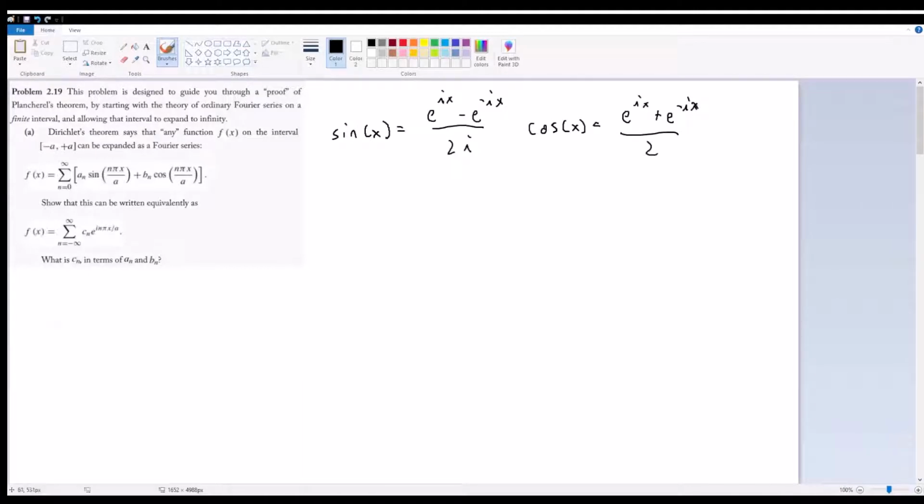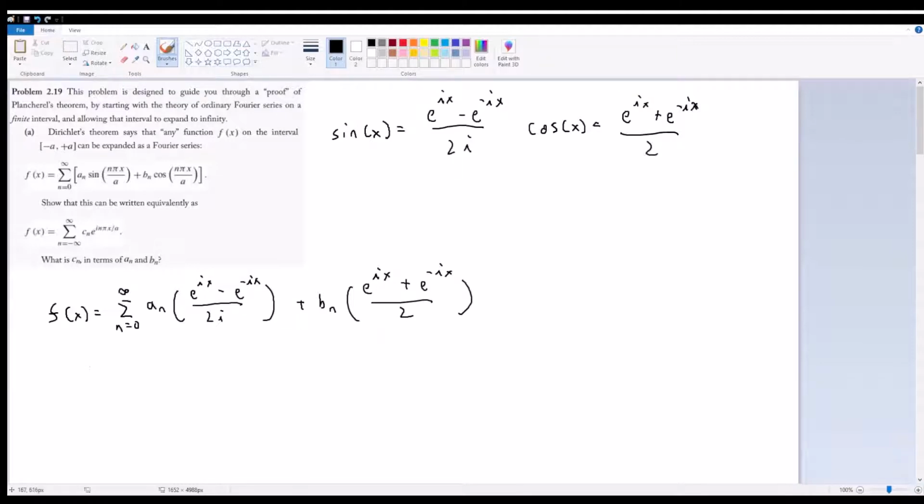We plug these in, and what we get is f of x is going to equal some infinite summation from n equals 0 to infinity of an times e to the ix minus e to the negative ix all over 2i, plus bn times e to the ix plus e to the negative ix all over 2.